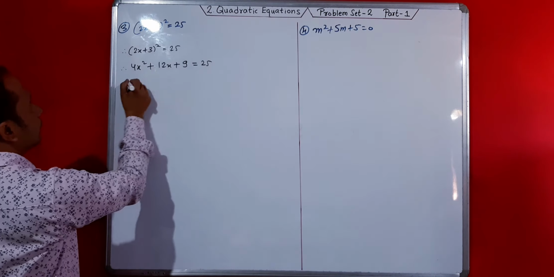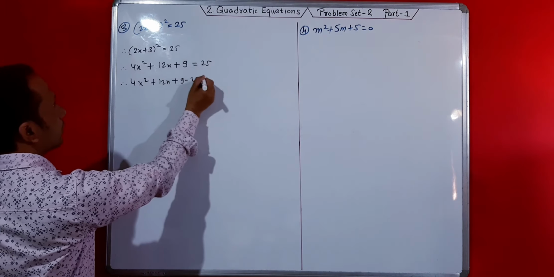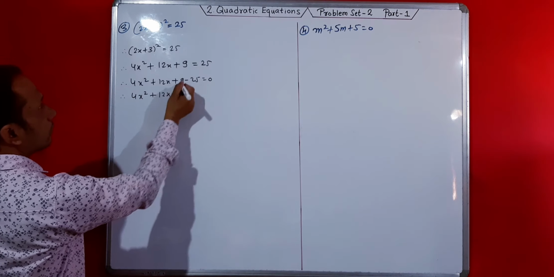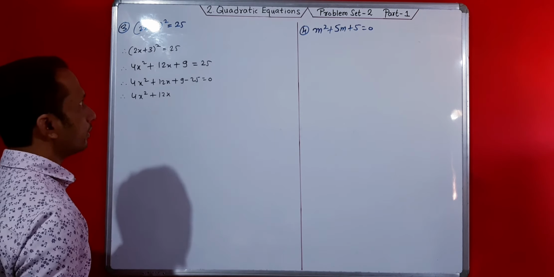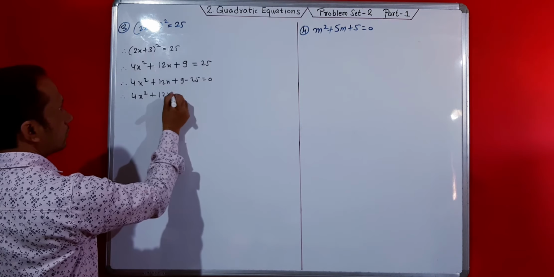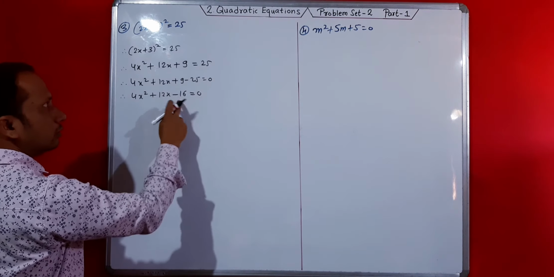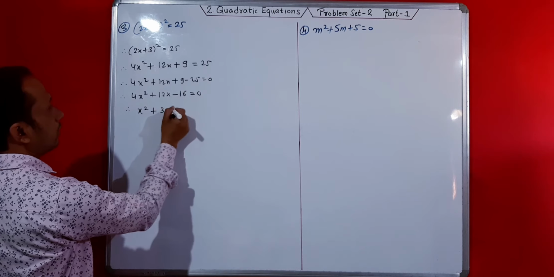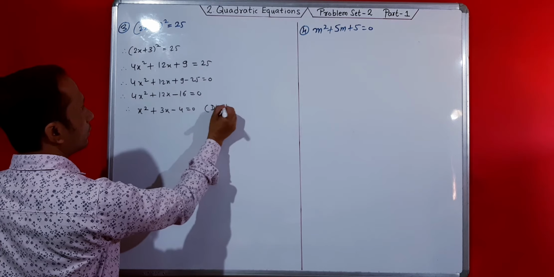Therefore 4x square plus 12x plus 9 minus 25 is equal to 0. Therefore 4x square plus 12x, 9 and this minus 25. You'll get minus 17? What will you get? Minus 16, I think. Minus 16 is equal to 0. Right now you see this. Now divide by 4, so you'll get x square plus 3x minus 4 is equal to 0.